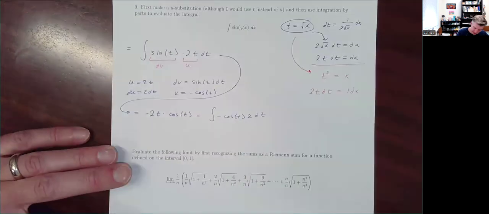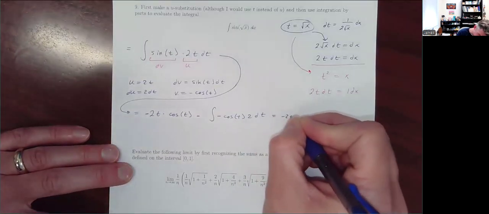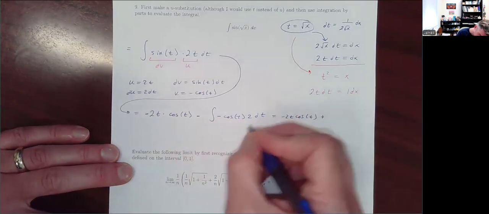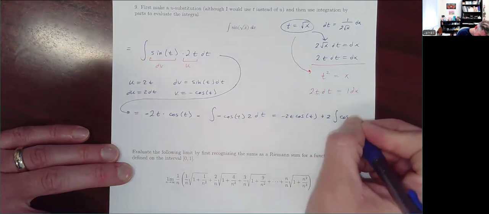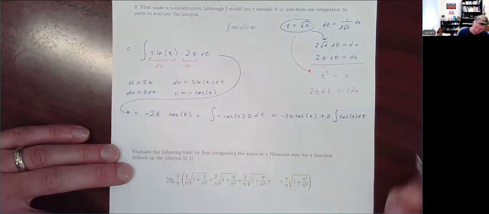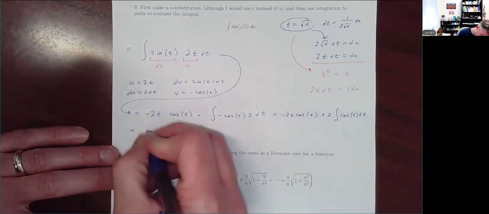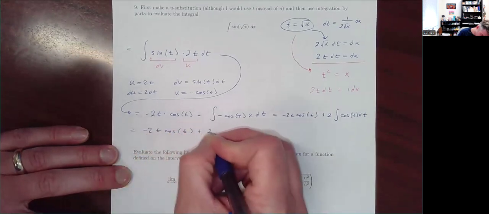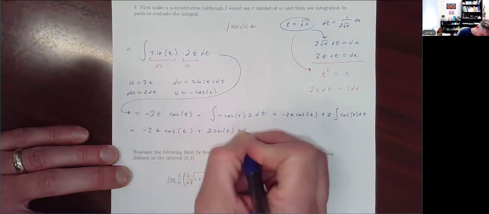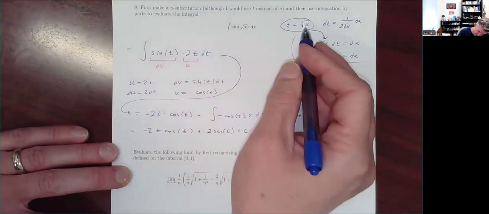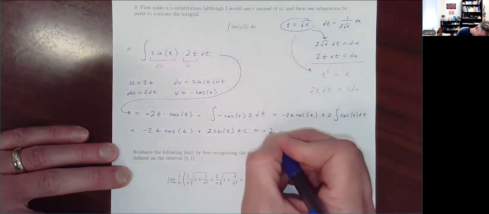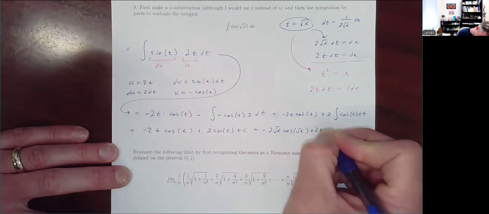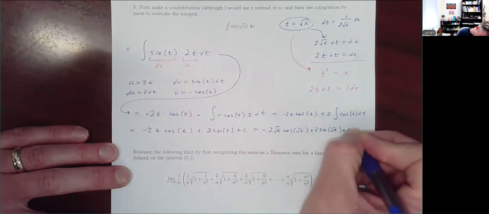I would probably rewrite this just slightly. I've got negative 2t cosine of t, minus and minus is plus, bring out the 2, integral of cosine of t dt. The integral of cosine is sine, so we end up getting negative 2t cosine of t plus 2 sine of t plus c, and then we plug in root x for each t and get negative 2 root x times cosine of root x plus 2 sine of root x plus c.